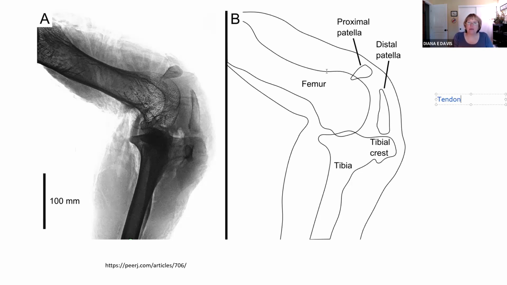So it requires less muscle and energy work to pull the leg forward while the bird is running. And we think this is really important for why ostriches can run so fast. Okay.